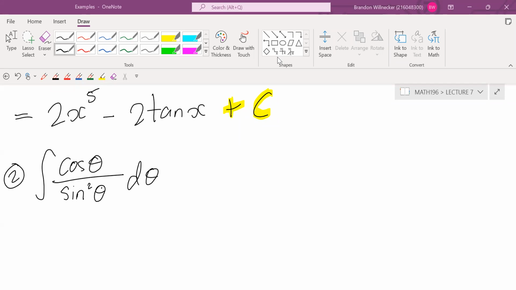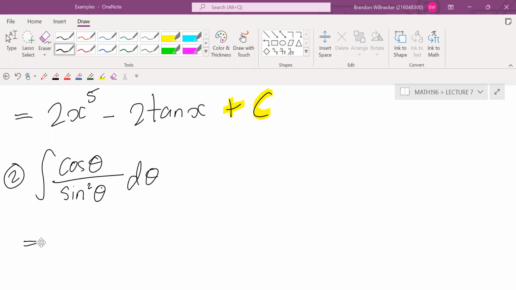Sorry, got a question here. Can you please make more example of a much more complicated integral? Yeah, we're getting there. Baby steps. You can't run a marathon before you walk. But I like the enthusiasm.